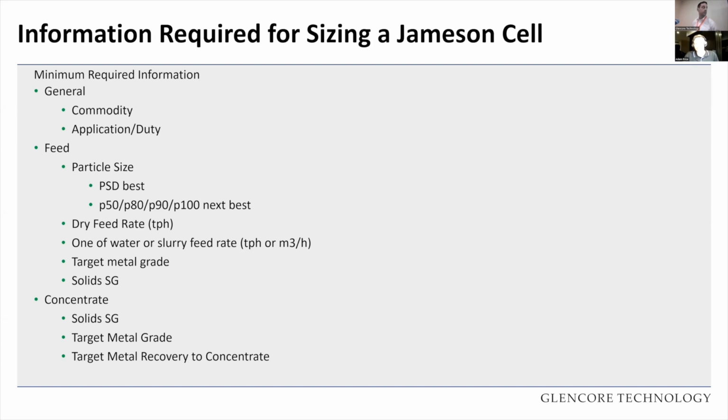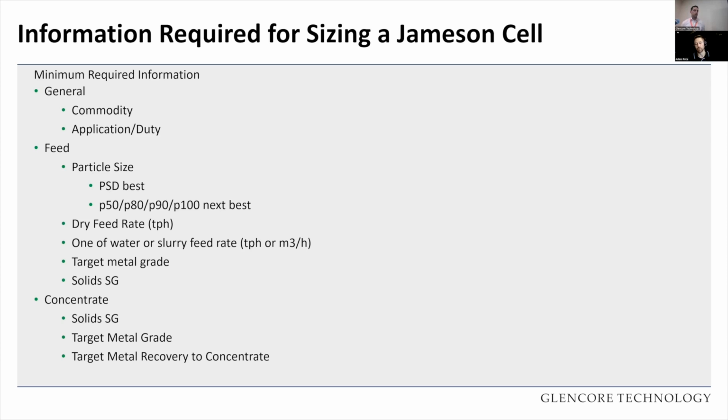So there's a lot of writing on this slide, but what it's showing is the minimum requirement of information we need for sizing a cell. It looks like a lot, but it's not a huge amount. Obviously we need to know the commodity and what the duty is going to be that the cell's performing. And then the key information really comes from the feed and the concentrate data. So particle size is very important. We'll explain a bit more about that in a minute.